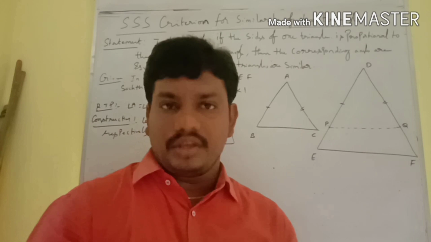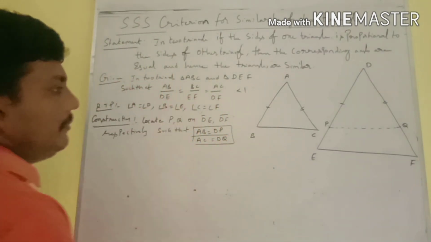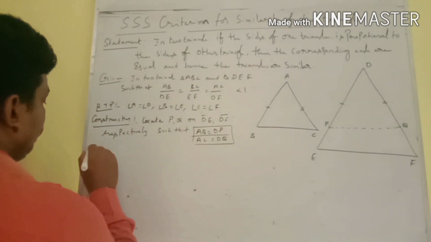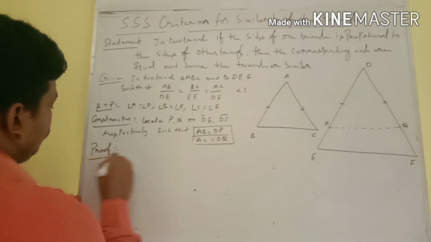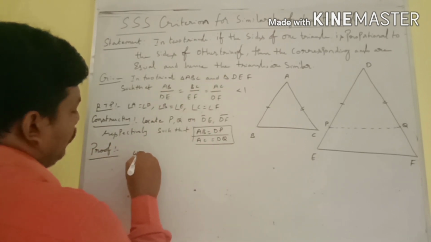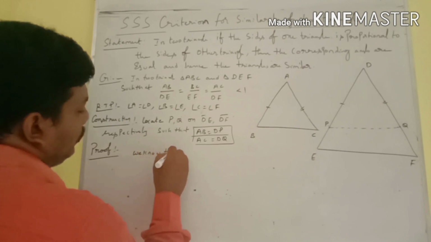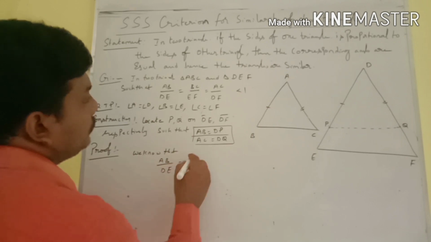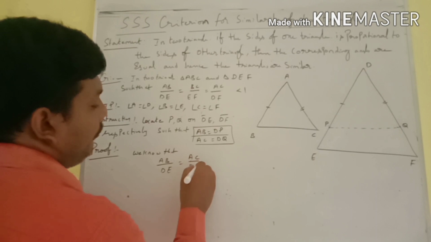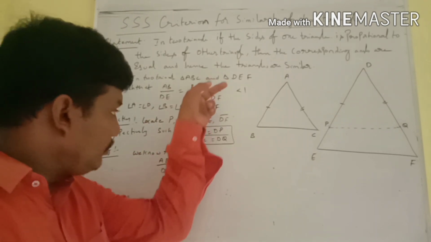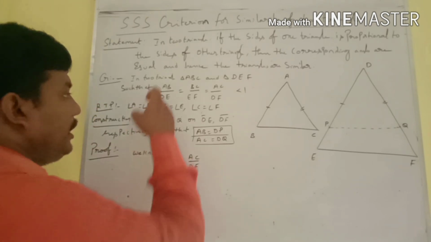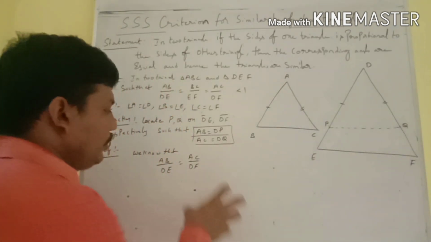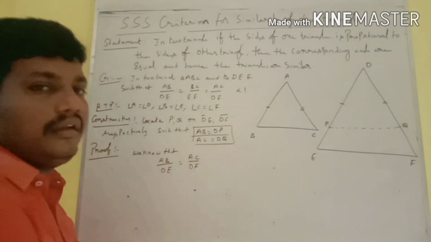So these sides will be equal. Now, whenever the sides are equal, we have to consider the proof. We know the condition that AB by DE is equal to AC by DF. Why should we consider only these two ratios, not BC by EF? Here, on the DE side P is there, on the DF side Q is there. That's the reason why I am going to consider the AB by DE and AC by DF ratios.